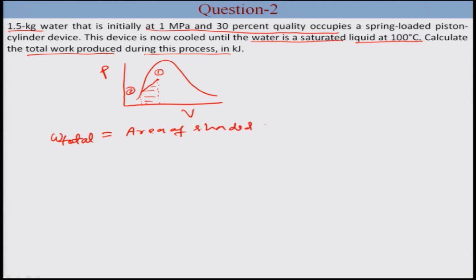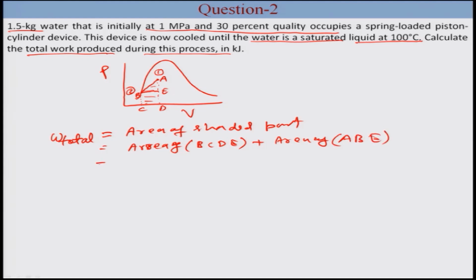Shaded part. So if we divide this region into parts, this will be the area of this triangle ABCDE plus the area of this rectangle. So this will be the area of BCDE plus the area of the triangle ABE.